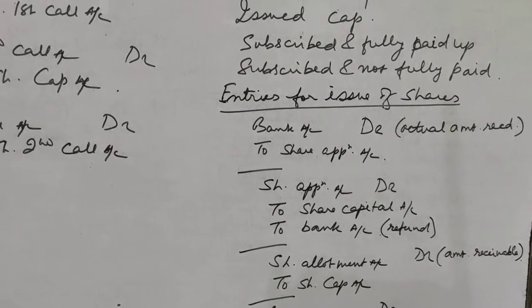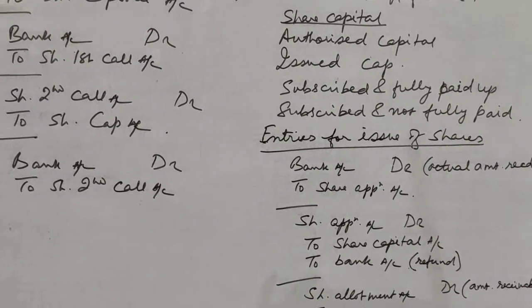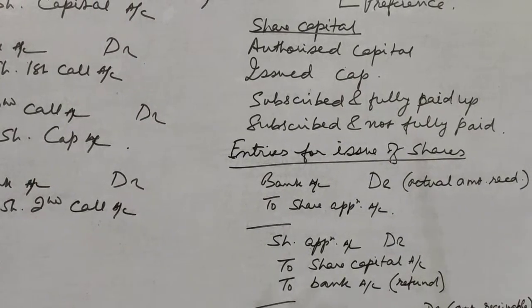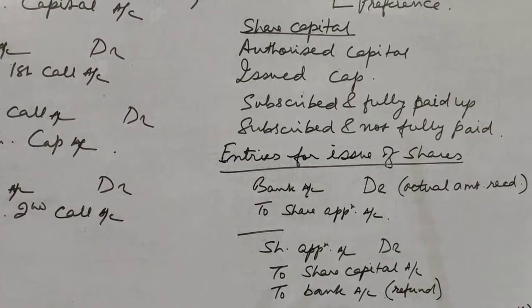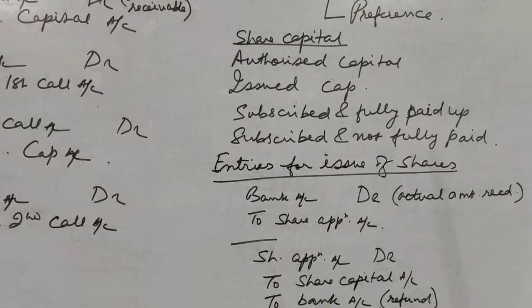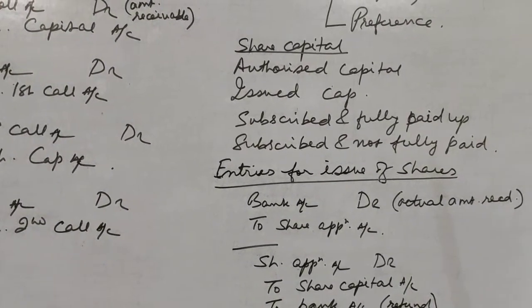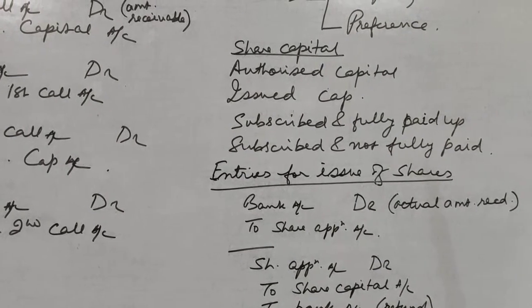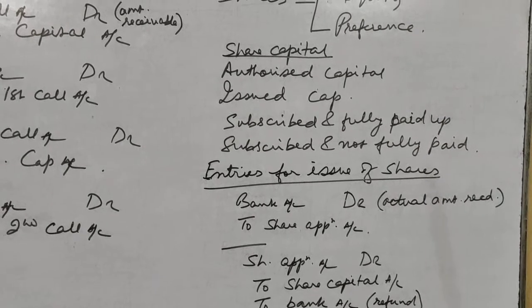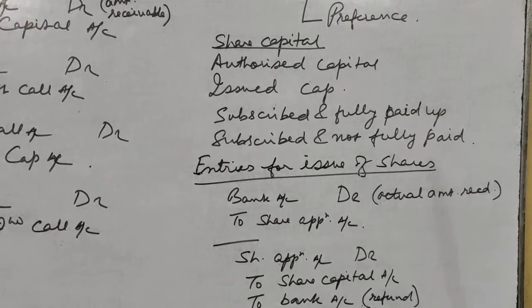In the next video, we will start with the questions, and we will also discuss more about the share capital and its representation on the balance sheet of a joint stock company. The balance sheet of a joint stock company is very different from that of a partnership business or of a sole proprietorship business. That is why we have segregated the share capital into so many types.